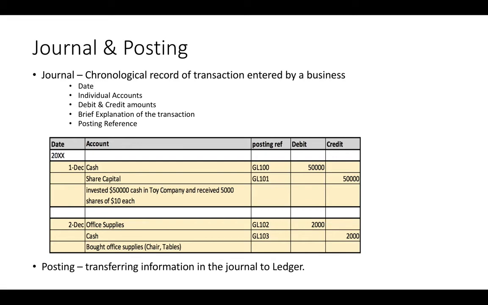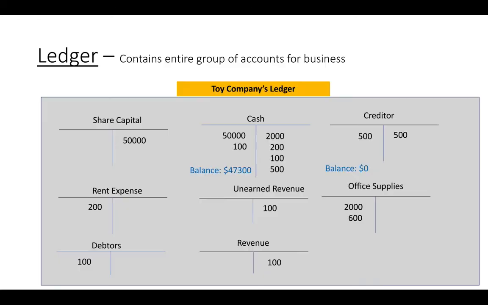Everything else was there, and the reference is what you get when you post the journal to the ledger. You can think of it like a primary key or some ID that will come here, a posting reference for the journal. So that's it. This is how the journal looks. And posting is exactly transferring the information to the ledger. It's called posting in accounting.